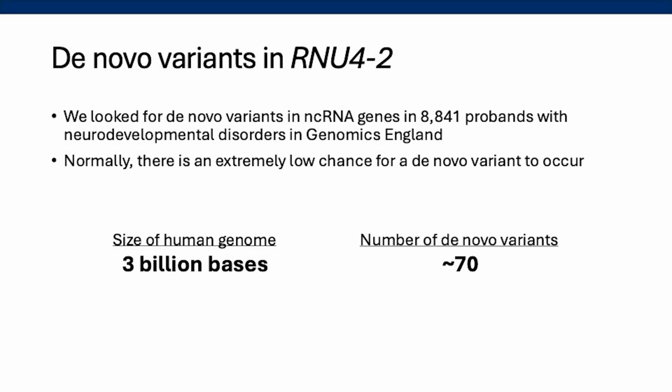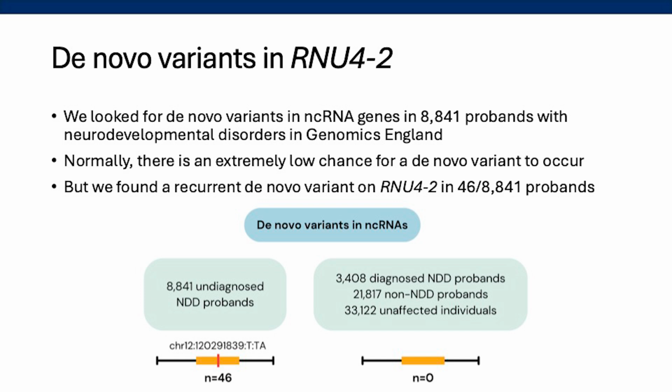Normally, as Nikki mentioned before, there is an extremely low chance for a variant to occur de novo, because the human genome is really large with 3 billion bases, but on average we only see 70 de novo variants in each individual. This means that at each location, the probability of finding a de novo variant is extremely low. But what we found is shown here.